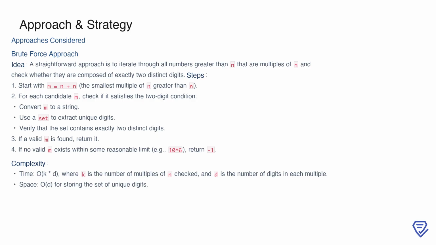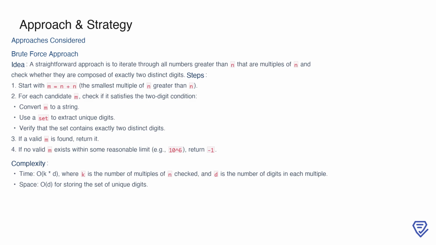This involves converting the number to a string, extracting its unique digits using a set, and verifying that the set has exactly 2 elements. If we find such a valid number, we return it. Otherwise, if we exhaust a reasonable range, such as up to a limit of 10^6, we return -1.